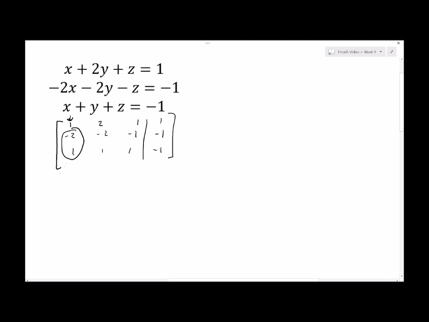So what we're going to do is row 1 plus row 2 equals row 2. So we're going to end up with 1, 2, 1, 1. Stays the same. So 2 minus 2 is 0. 4 minus 2 is 2. And then 2 minus 1 is 1. And then 2 minus 1 is 1. This row will stay the same.